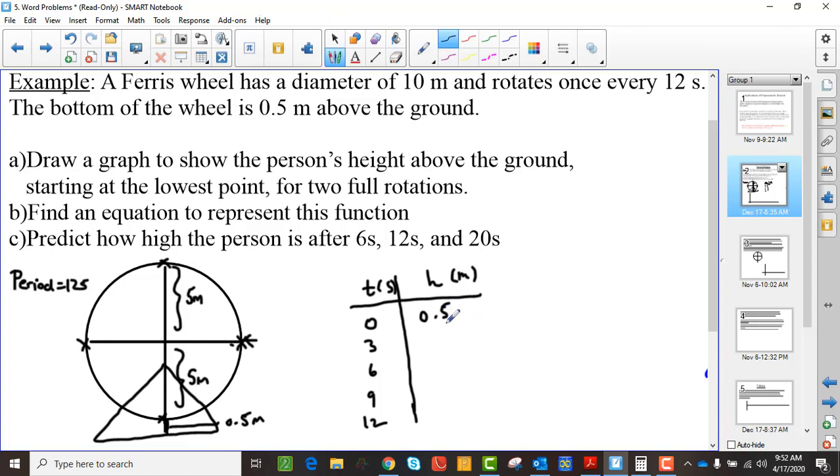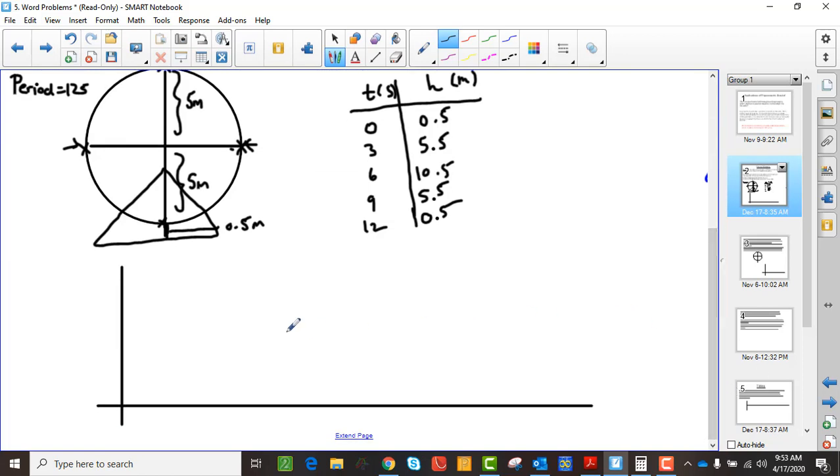So we have 0.5, 5.5, 10.5. 9 seconds is going to put us back down to 5.5 again. And then finally at 12, we're all the way back around, so we're at 0.5 again. And all we're going to do is then graph those points.